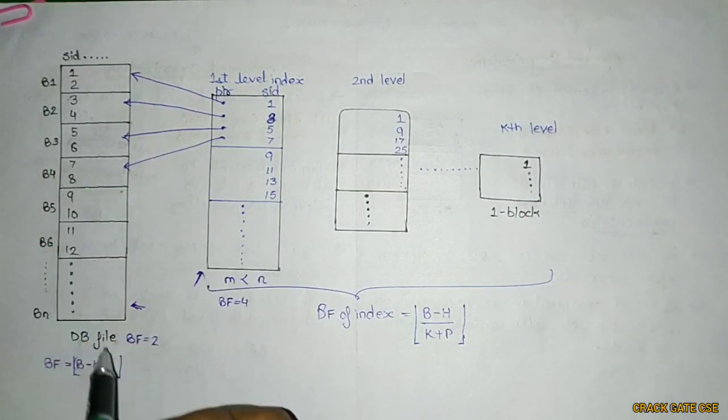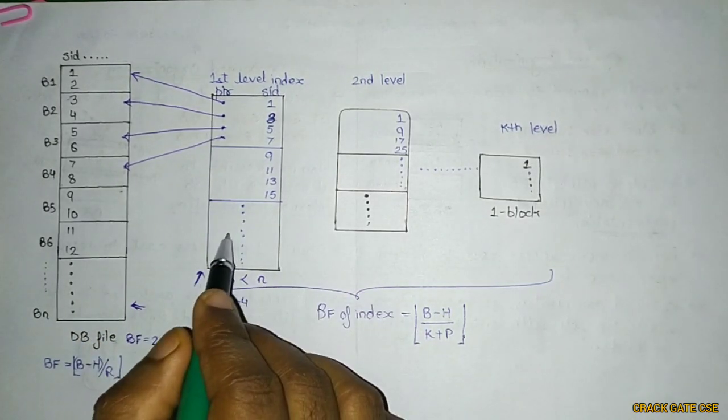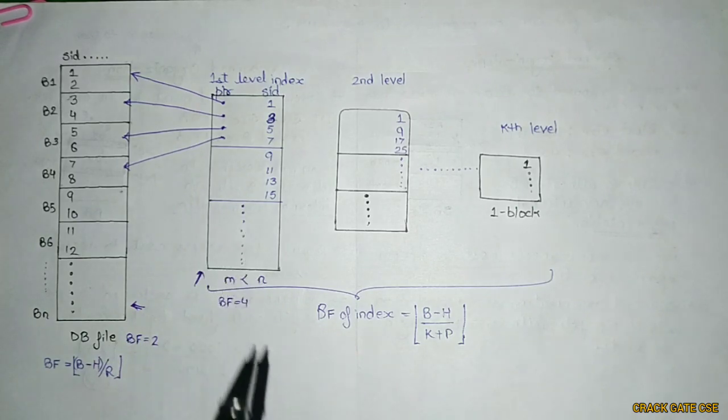Now let's see this also with the help of an example. So here you can see that this is the particular database file. This is the first level index. Let's say its size is large enough that we are not able to store this first level index in main memory.